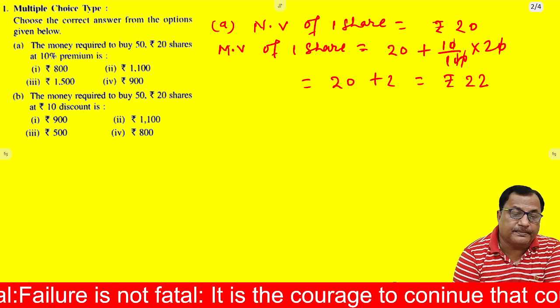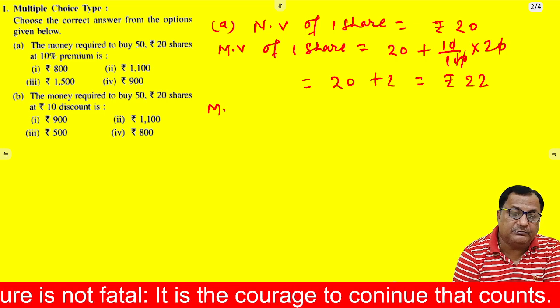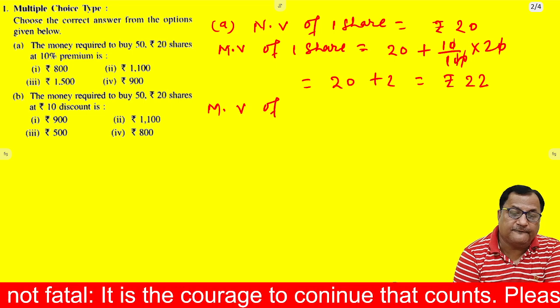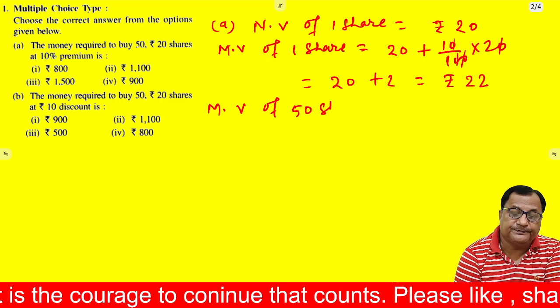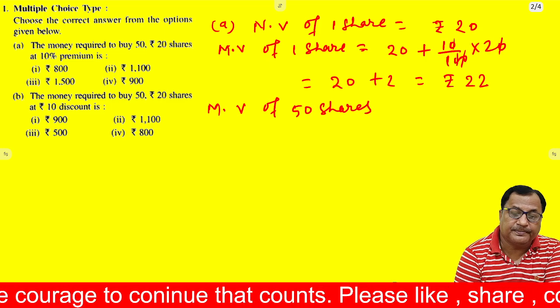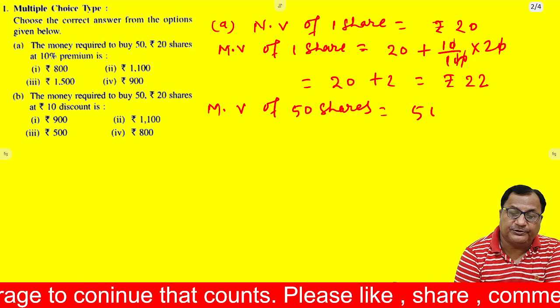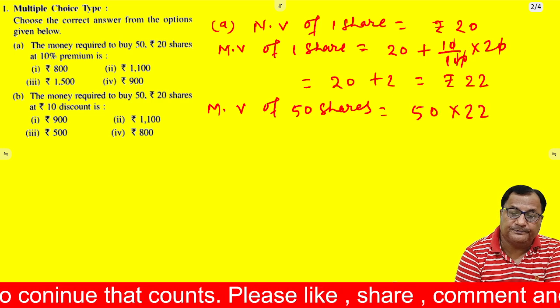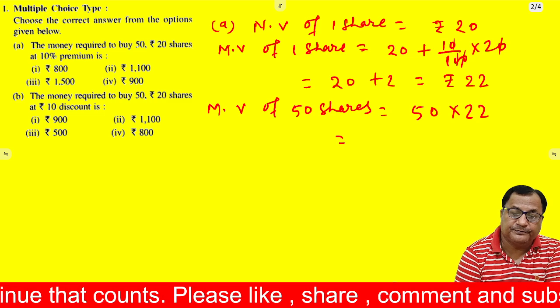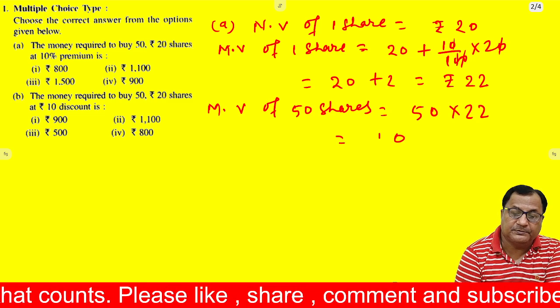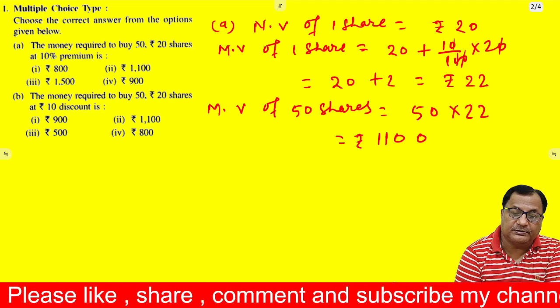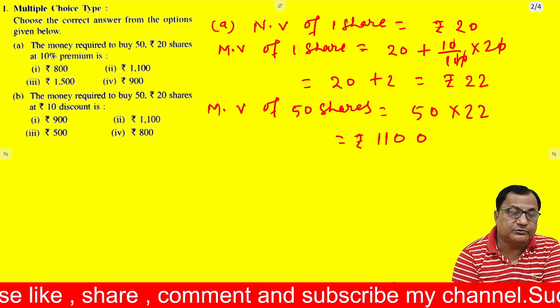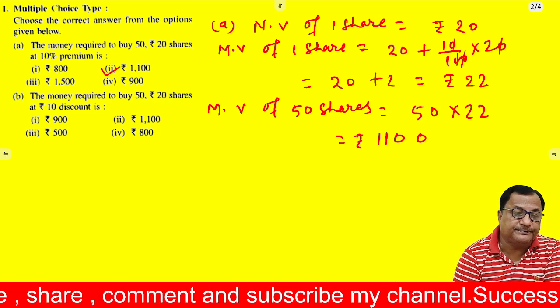So the market value of 50 shares is 50 into 22, which is equal to 1100 rupees. So the second option is right.